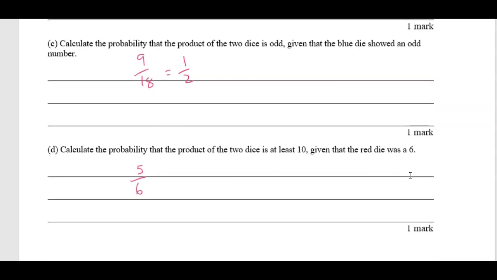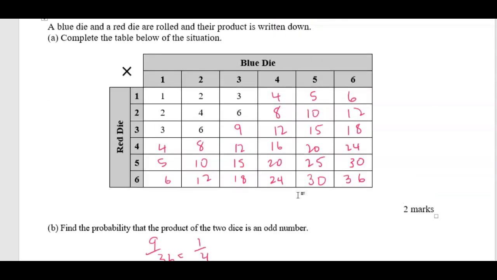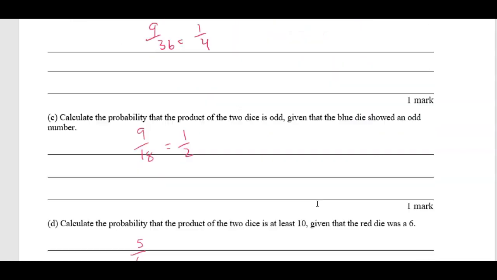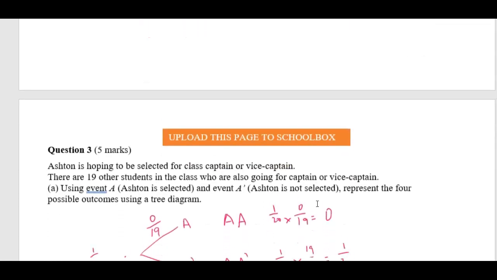And calculate the probability that the product of the two dice is at least 10, given that the red die was a 6. So we're only looking at the row with the 6. Okay, so how many numbers are there in that row? There's 6 numbers, and how many of them are at least 10? There's 5, so it's 5 over 6.